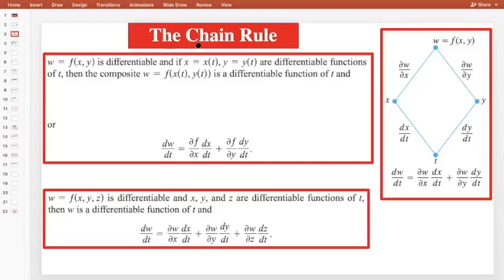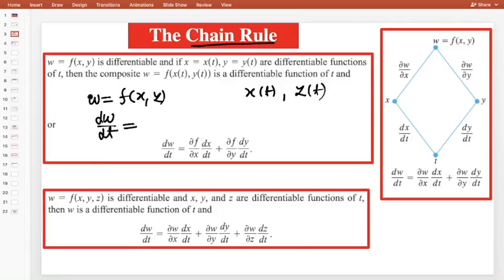So first we understand what the chain rule is. Let's suppose we have a function w = f(x, y), and further x and y are both functions of t. They are asking for dw/dt. W is not directly a function of t; it is a function of x and y. So what we can do is apply the chain rule.